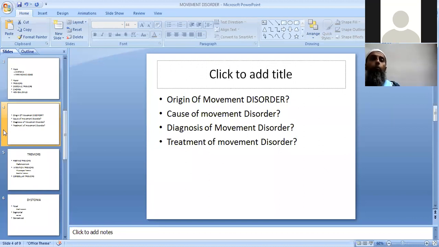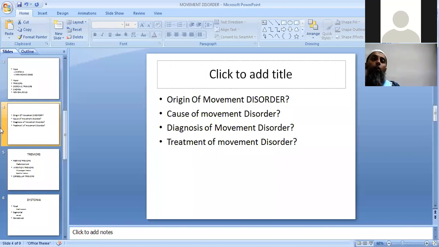We cannot say that if the globus pallidus is involved then this will happen, if the thalamus is involved then that will happen. We cannot say this because when the basal ganglia are involved, it causes movement disorders. What are the causes of movement disorders? Anything that causes involvement of the basal ganglia, let it be a stroke, a tumor, a hemorrhage, or a degenerative disorder. It can cause movement disorders. The most common disorders basically are degenerative. And what is the most common movement disorder? The answer is tremors. That is the most common movement disorder.